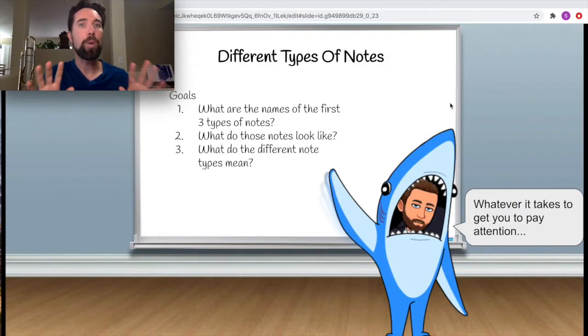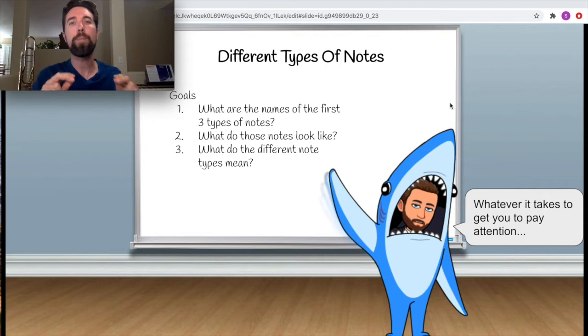Okay, so let's start with our rules. What do I want you to learn? What should you walk away from this video knowing to know you hit everything in this lesson? So first one is, what are the 3 note types called? What are their names? The second one is, what do they look like? So that way you can identify them when you see them. So you know their name, you know what they look like. And the third thing is, what on earth do they mean? What is the purpose of these note types?